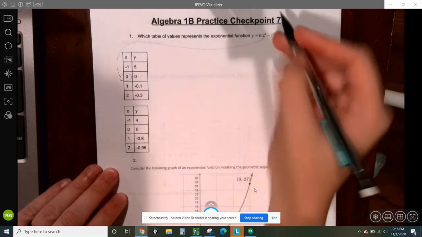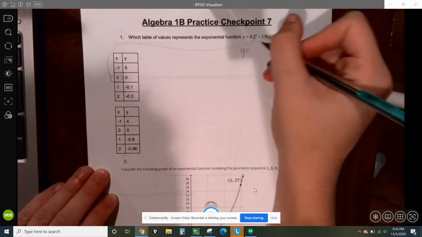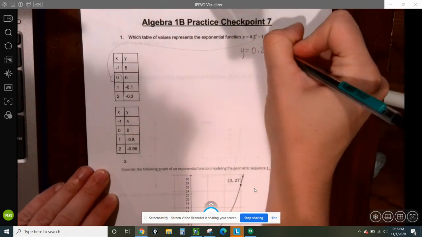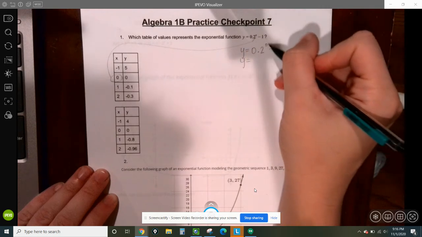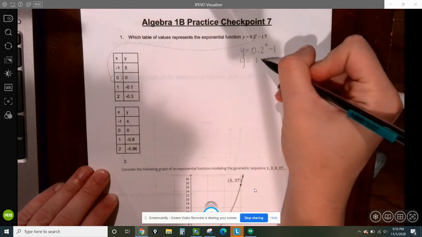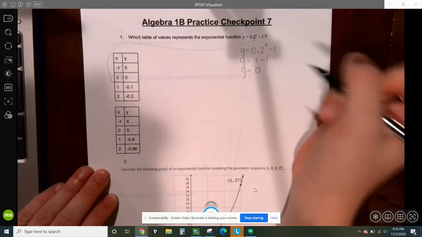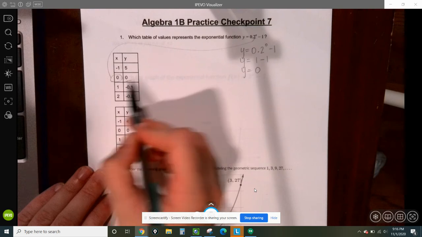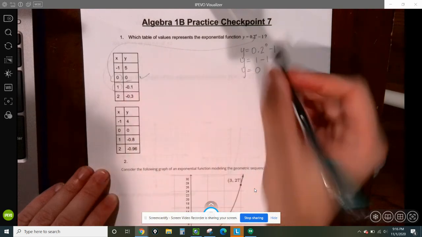So if I plug in 0 right here, I would write this down so that you can make sure you do it correctly. y equals 0.2 to the 0 power minus 1. If I simplify that, remember anything to the 0 power equals 1, and then I still have this minus 1. So I get my answer as y equals 0, which is right. That's what came out here, so that works. Let's try another number. Let's plug in 1 here.